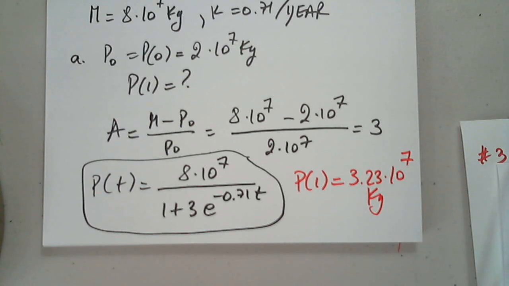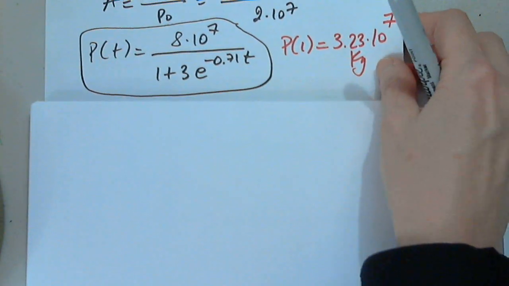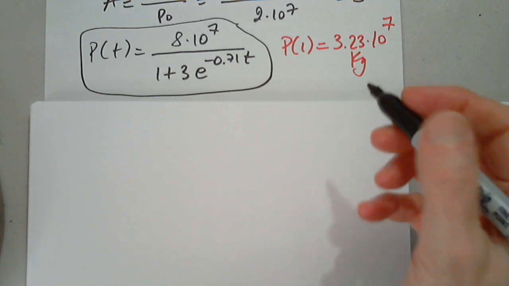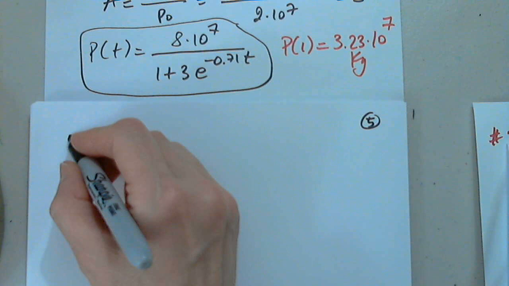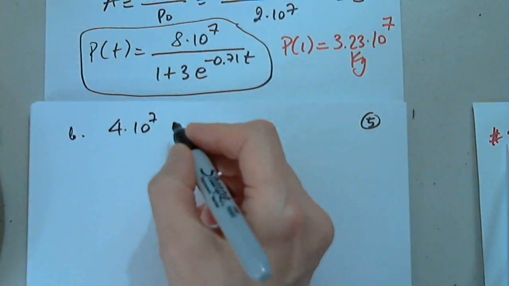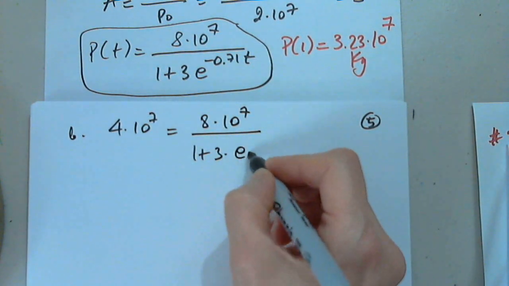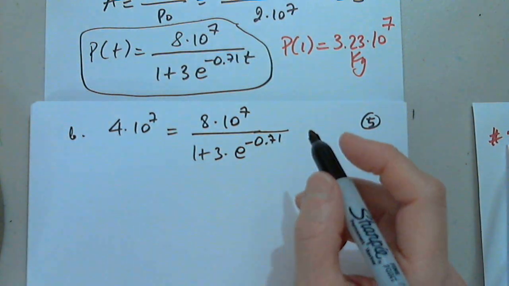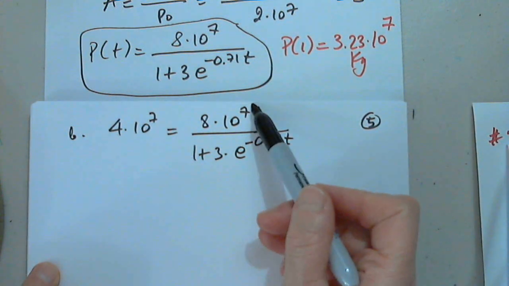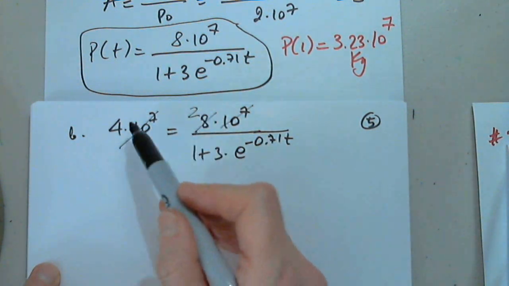There is also part B here. How long will it take for the biomass to reach 4 times 10 to the 7th? Again, this has nothing to do with calculus. This is all algebra. Okay, so we have in part B, 4 times 10 to the 7th equals this: 8 times 10 to the 7th over 1 plus 3 e to negative 0.71 t. When will the biomass be this? So I'll simplify both sides, dividing both sides by 10 to the 7th. I'll divide both sides by 4.